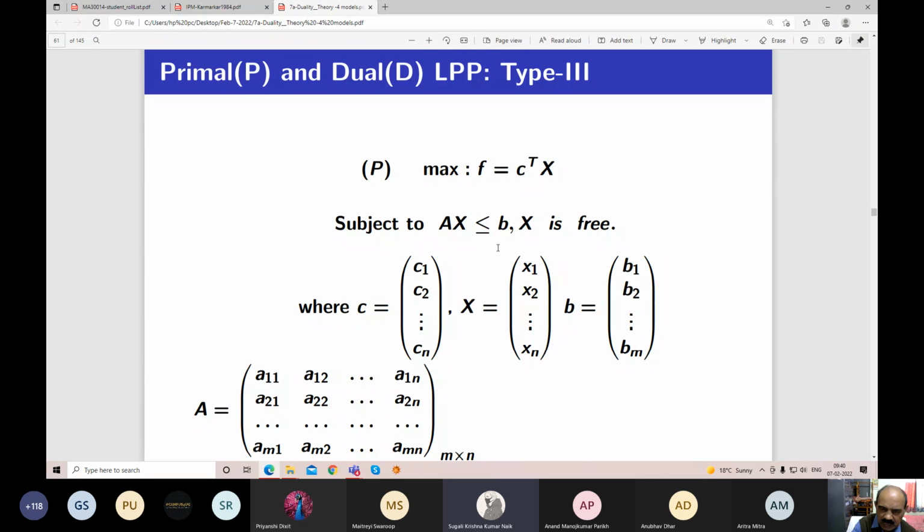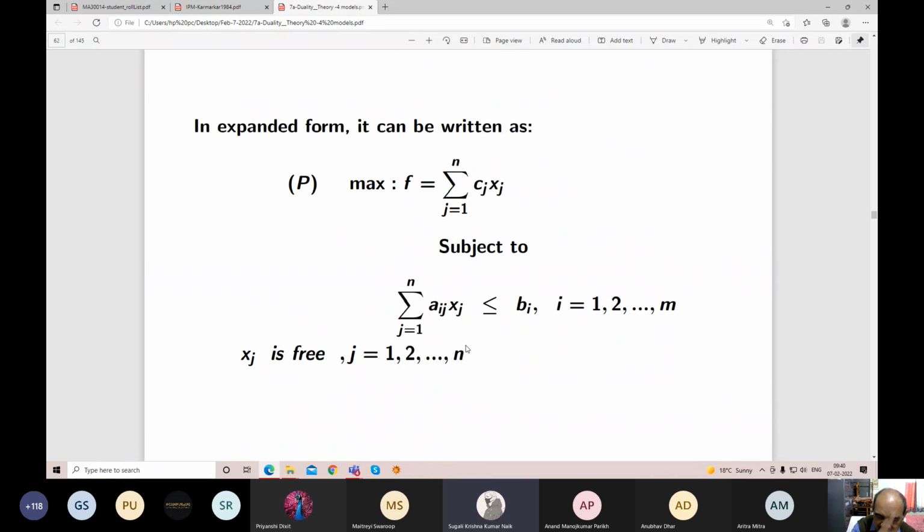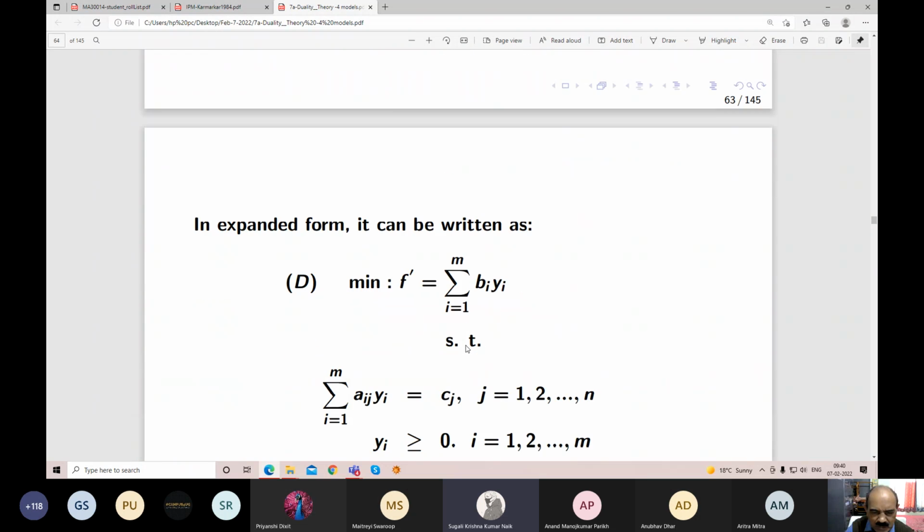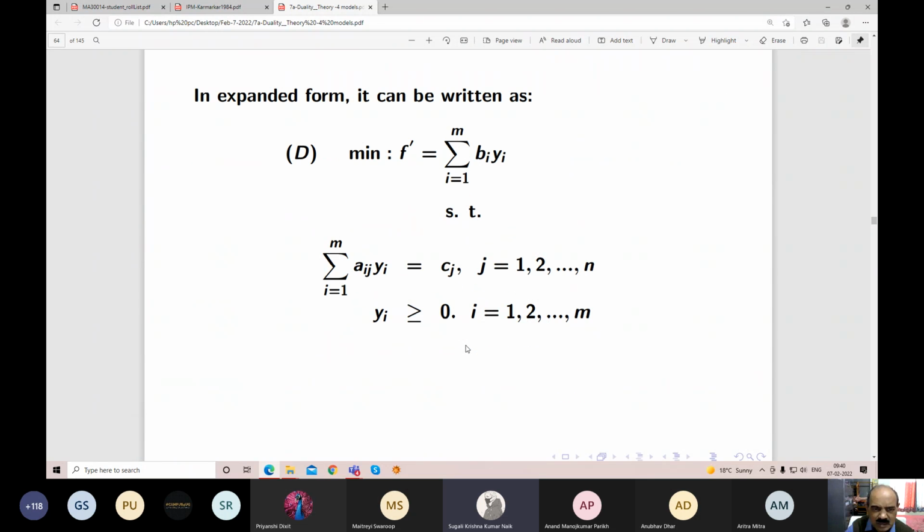If this is the primal, the dual is that. This is the dual. With respect to a free variable, there will be an equality constraint. This is the equality constraint. Now, in this problem, variables are non-negative. Which method will we apply to solve this problem? Tell me.